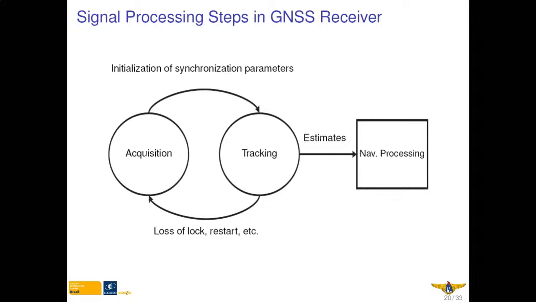The tracking provides certain estimates to the navigation processing. Usually this is time delay, Doppler shift, and carrier phase, and based on these estimates, what's called a pseudo range is calculated, and with pseudo ranges, navigation and positioning can be performed.